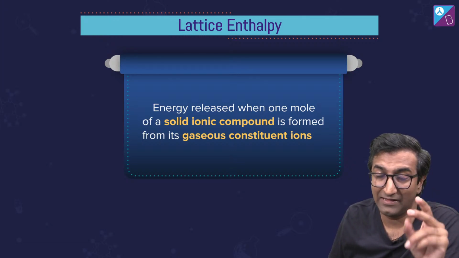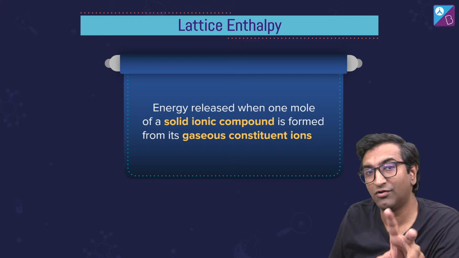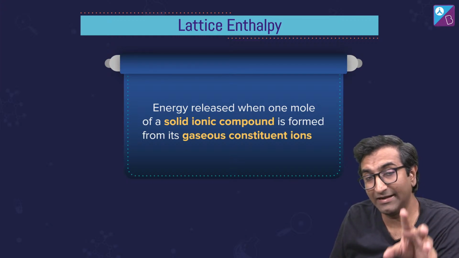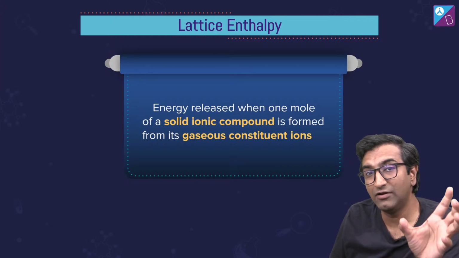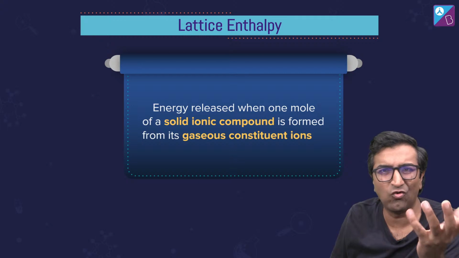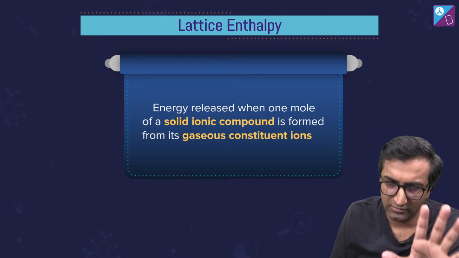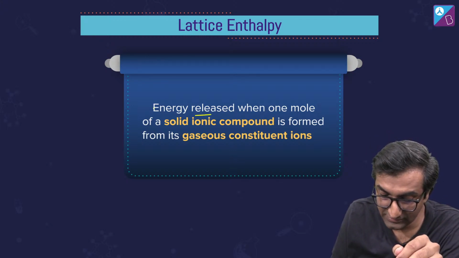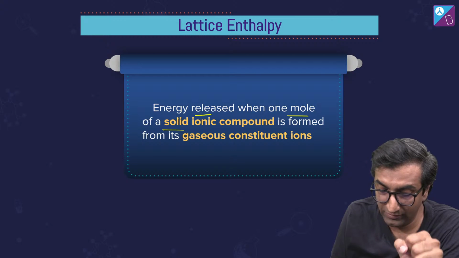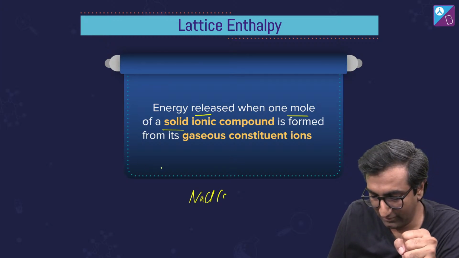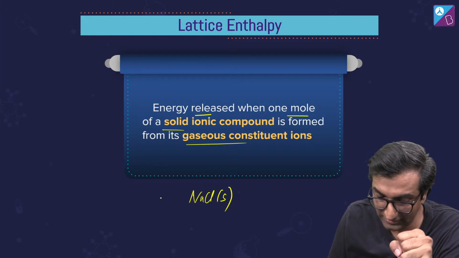लैटिस एंथैल्पी. अब लैटिस एंथैल्पी है क्या चीज? देखो, दो तरीके से इसको हम डिफाइन कर सकते हैं. इन थर्मोडायनामिक्स राइट नाउ वी आर डिफाइनिंग लैटिस एंथैल्पी एज एनर्जी रिक्वायर्ड टू ब्रेक द लैटिस. अब लैटिस होता क्या है? व्हाट इज अ लैटिस? डेफिनेशन पहले पढ़ लेते हैं. एनर्जी रिलीज्ड व्हेन 1 मोल ऑफ अ सॉलिड आयोनिक कंपाउंड लाइक NaCl (s) इज फॉर्म्ड फ्रॉम इट्स गैसियस कॉन्स्टिट्यूएंट आयंस.